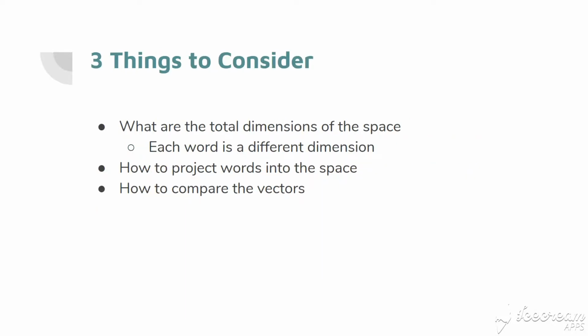Before we jump into establishing vector space models, there are three things we must consider first. One, what are the total dimensions of the space? As, say, if you're querying the entire English dictionary, you would have a space that's over 300,000 dimensions. Hard to visualize, but it's possible. Two, how to project words into said space. And three, how do you compare the vectors created inside of the space?